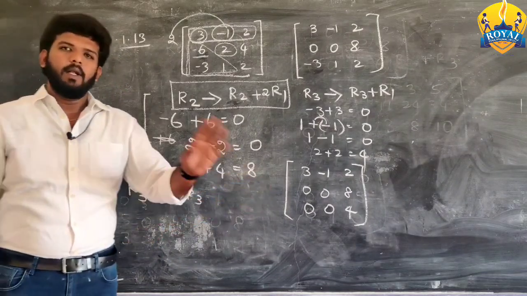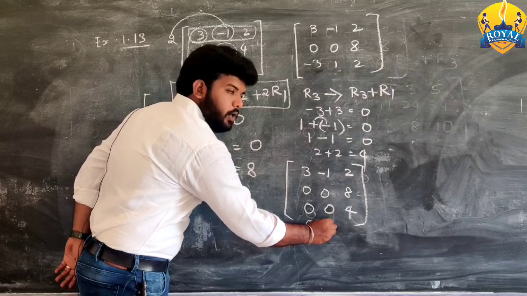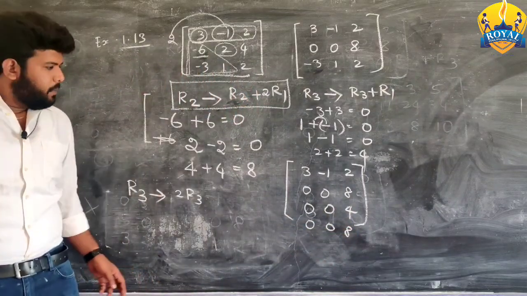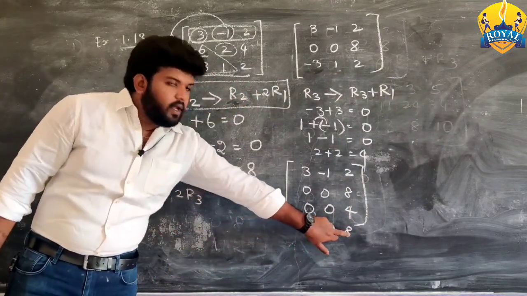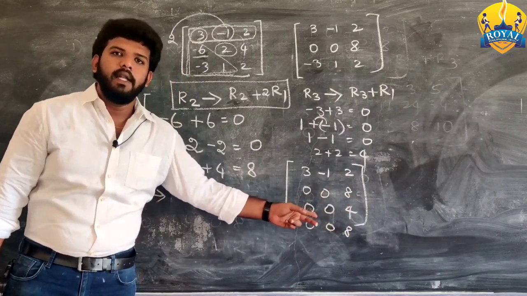third row எல்லாத்தையும் 2 ஆல மல்டிப்ளை பண்ண போறேன். அப்ப என்ன ஆகும் third row ஃபுல்லா 0 into 0 0, 0 into 2 0, 4 into 2 8. Right? இப்போ பாருங்க. இங்க 0 0 8 ஆயிடுச்சு. இங்க 0 0 8 இருக்கு. அப்ப என்ன பண்ணலாம்? ரெண்டையும் மைனஸ் பண்ண போறேன்.